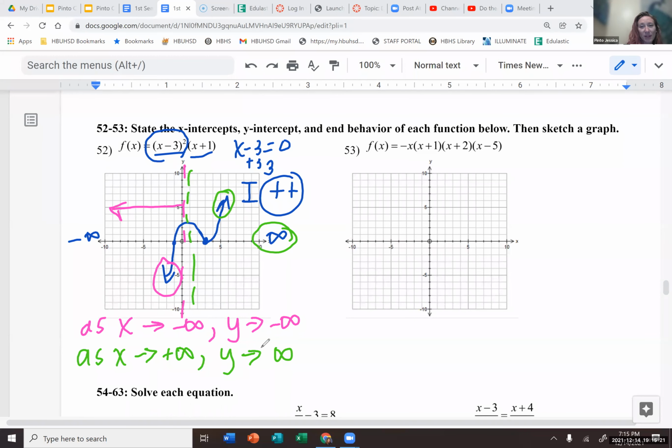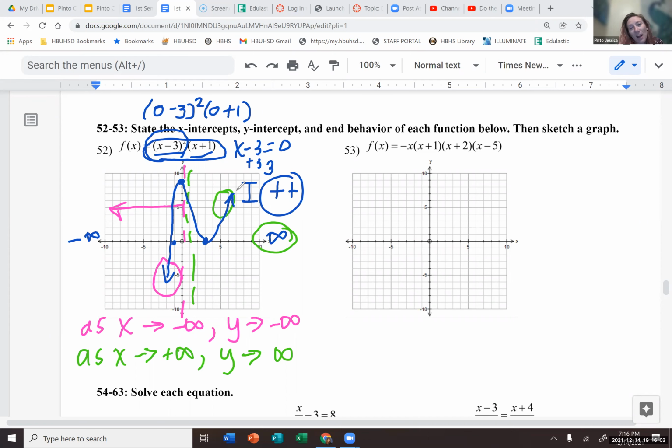To make this really, really good, I also need to find the y-intercept. So these two, these are intercept form, so that's really nice. So just to find the y-intercept, I'm going to plug in 0. So that's going to be 0 minus 3 squared times 0 plus 1. So that's going to be -3 squared, 9 times 1. So I could have actually made my graph even better. I could have gone through 9. So this is the best graph. Oops, should have done that to begin with. So we'll do that on 53.